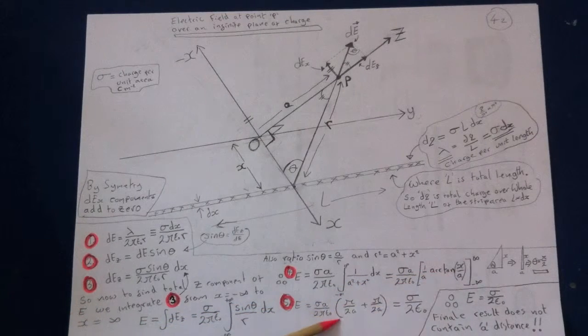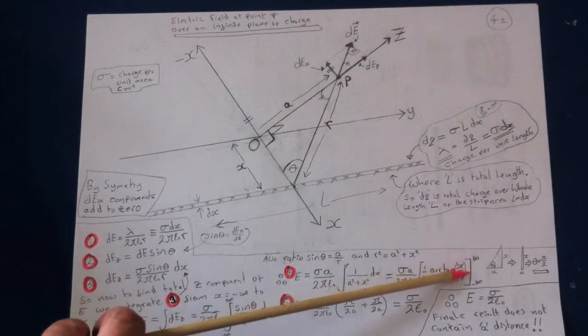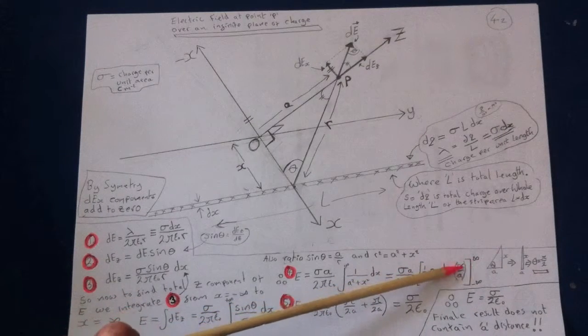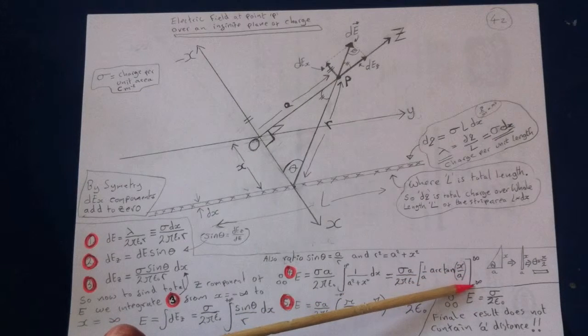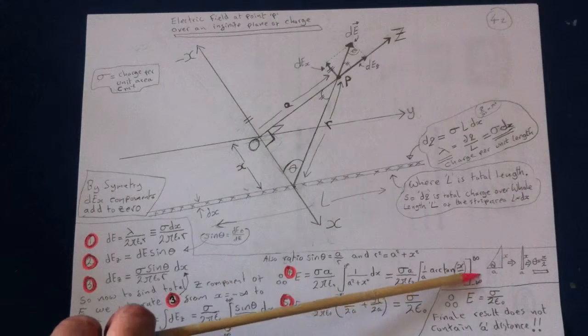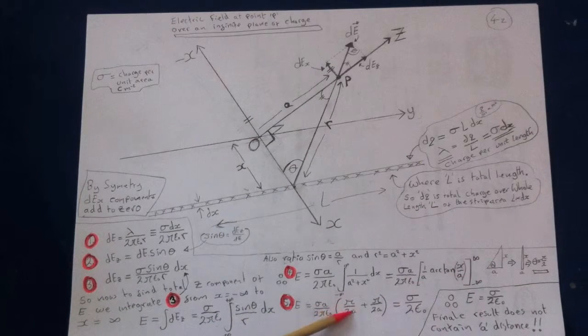When you plug in those values, you end up with this. Remember, in an integral you're doing the upper limit minus whatever the lower limit gives, and in this case it's a minus, so that becomes a plus. So it's really easy. You get pi over 2a plus pi over 2a, which is pi over a. The 2's cancel, the a's cancel, and everything cancels basically, and you end up with sigma over 2 epsilon naught.